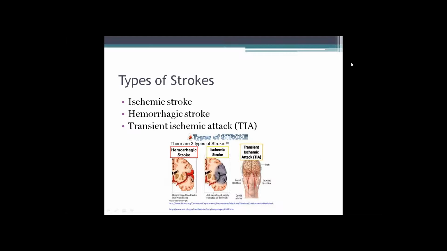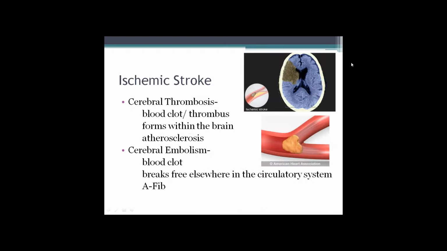These are the three basic categories of strokes. So looking at the pictures, you can see you have the hemorrhagic, which is a rupture and leak of blood. Then you have the ischemic stroke, that is a clot that stops blood supply. You can also have a TIA, or what we also call a mini stroke. And we will go over these more individually in detail.